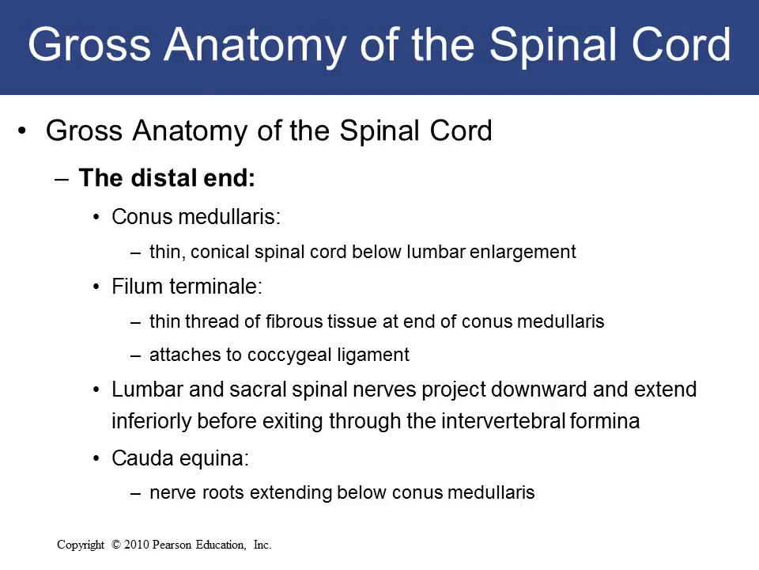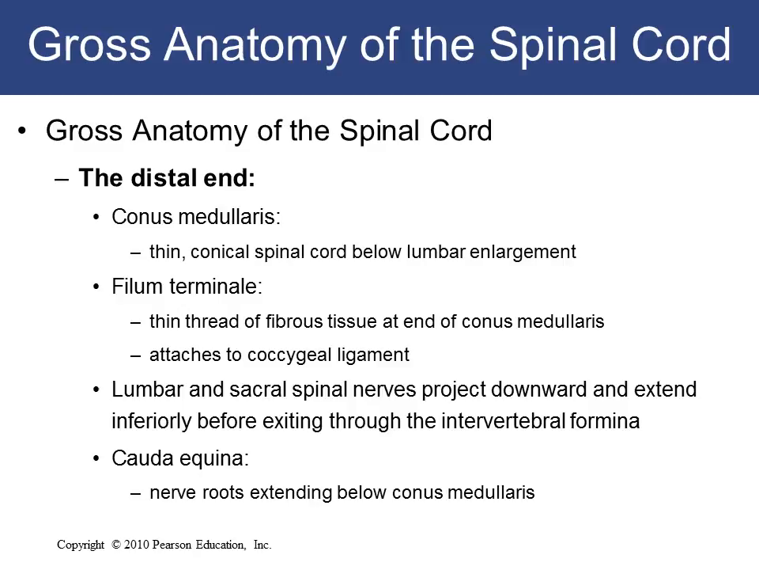The spinal cord has a distal end called the conus medullaris, which is a thin conical spinal cord below the lumbar enlargement. And from this conus medullaris arises a fibrous extension of the pia mater called the filum terminale, which is a thin thread of fibrous tissue, and it attaches to the coccygeal ligament. So this filum terminale is what attaches the spinal cord to the coccygeal ligament.